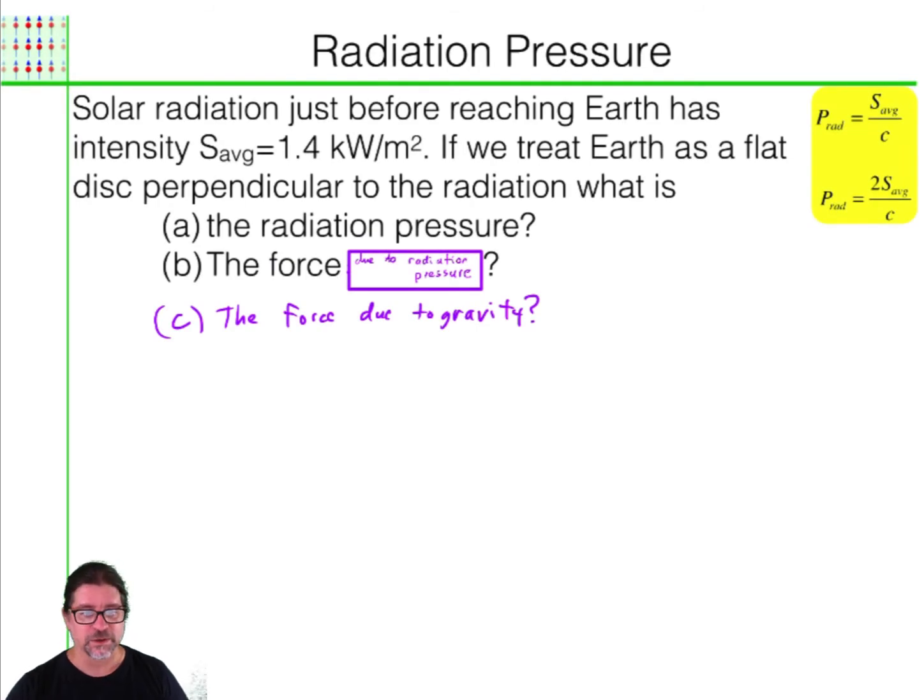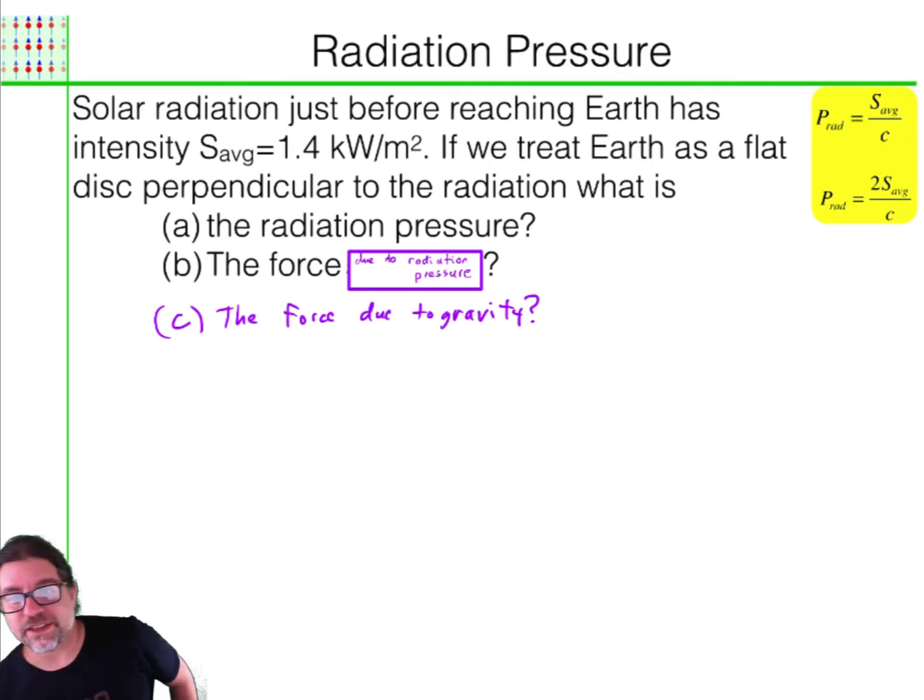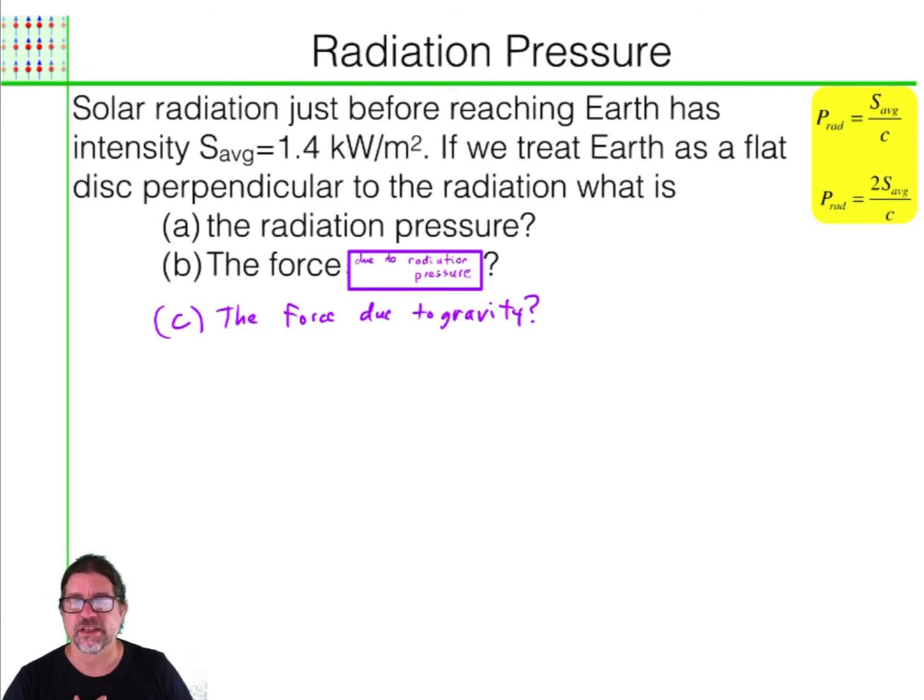Let me do one last example here before we go into something else. Solar radiation, just before reaching the Earth, has intensity. I'm going to approximate it here as 1.4 kilowatts, right? 1,400 watts per square meter. If we treat the Earth as a flat disk perpendicular to the radiation, what is the radiation pressure? What is the force due to the radiation pressure? In other words, what's the force due to sunlight pushing the Earth outwards? And then see how does that compare to gravity?